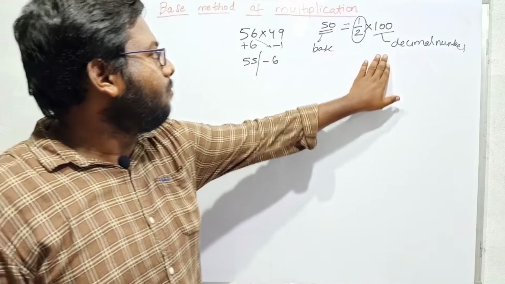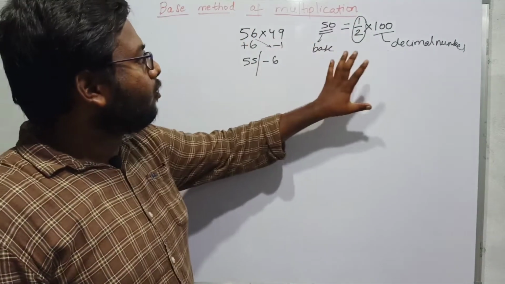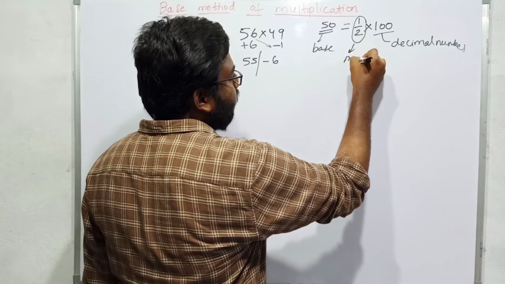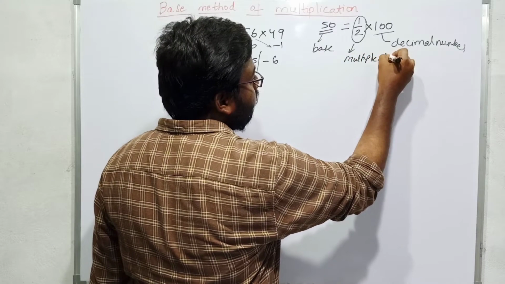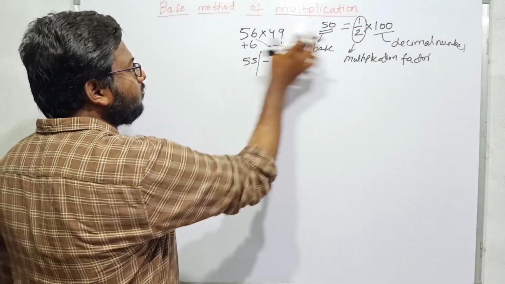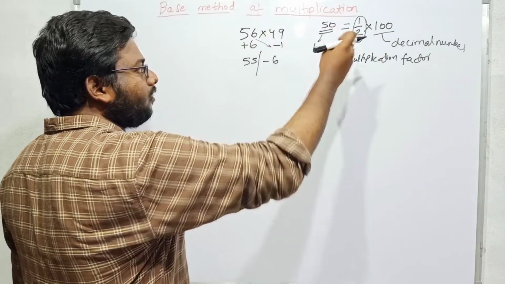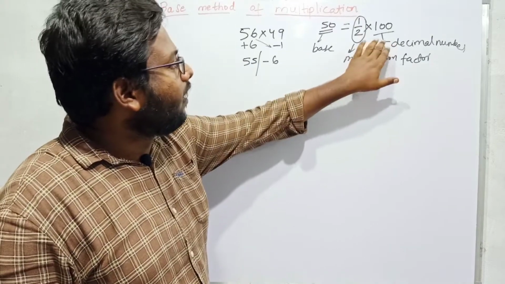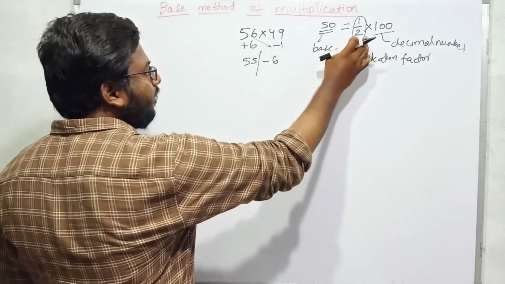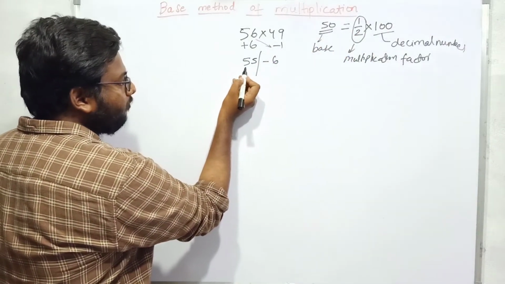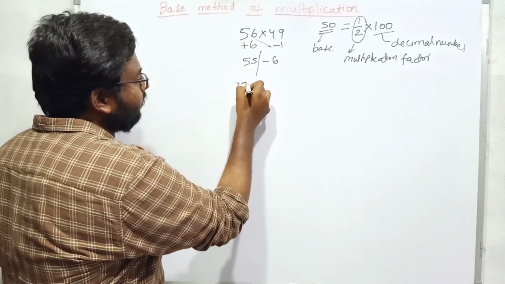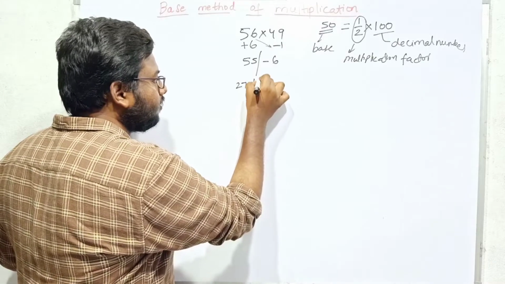Without deciding the decimal number, you can't do this method, because you should have clarity in the decimal number, and 1 by 2 is the multiplication factor. This is very important. I can write this 50, this base is very important, 50 as the product of 1 by 2 and 100, where 100 is the decimal number and half is the multiplication factor. So here half is the multiplication factor, so let us multiply this with half. If I multiply this with half, that means dividing by 2, so I will get 27 and a half, that means 27 plus 1 by 2 slash minus 6.